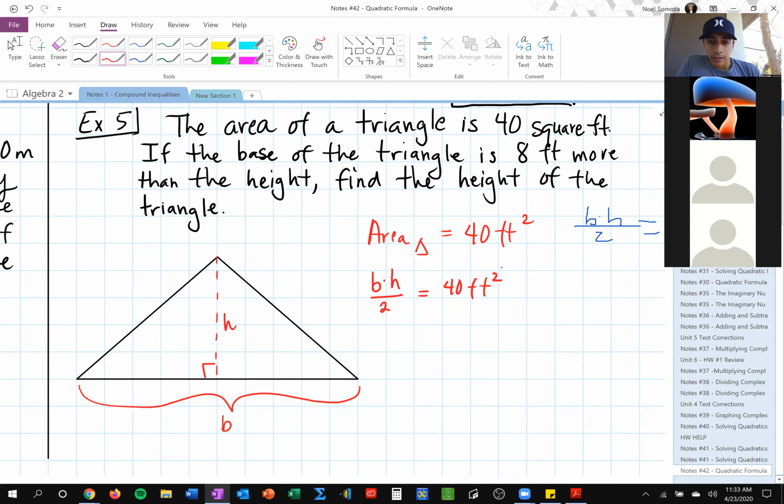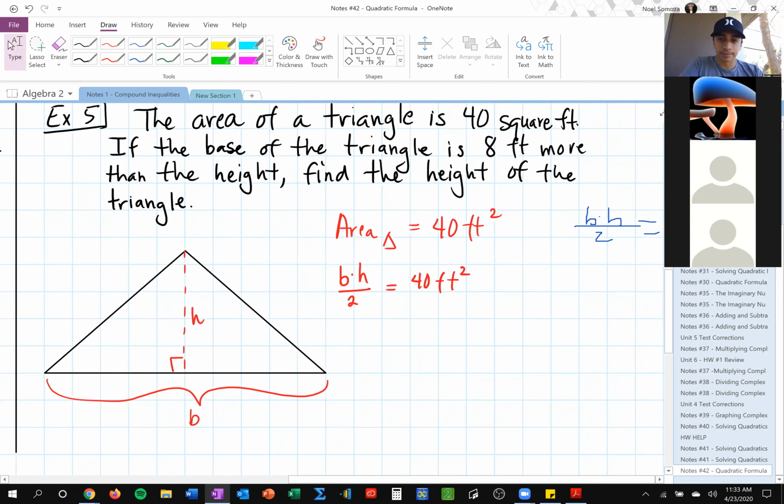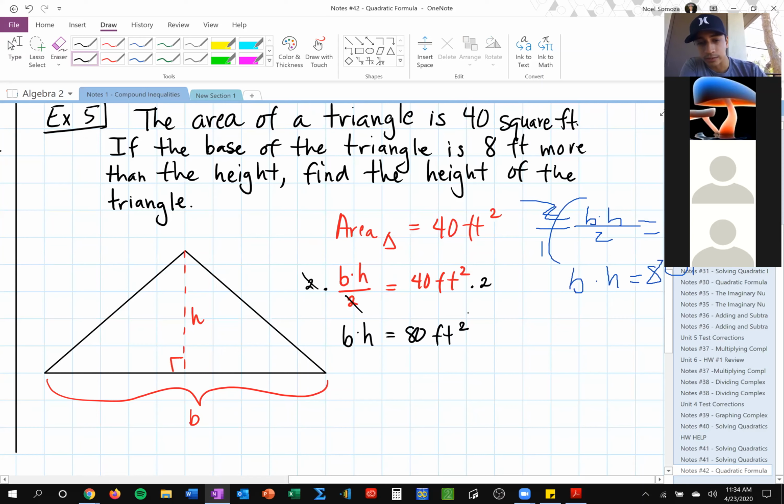All right. So now, before we move on, let's simplify something for ourselves. Let's not work with a fraction. Let's get rid of the 2. Let's multiply the 2 to both sides here. So we can just leave this as base times height equal to 80 feet squared, okay? And so now we can just focus on the base and the height.